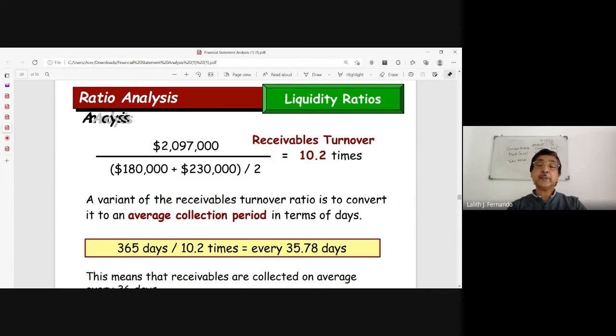Now, when you have this receivables turnover calculated as a number of times, then you can see, now this is per annum. So therefore, you can see the turnover time period or collection period that we can calculate by dividing 365 by 10.2, and you get the answer as 35.78 days, more than 30 days.